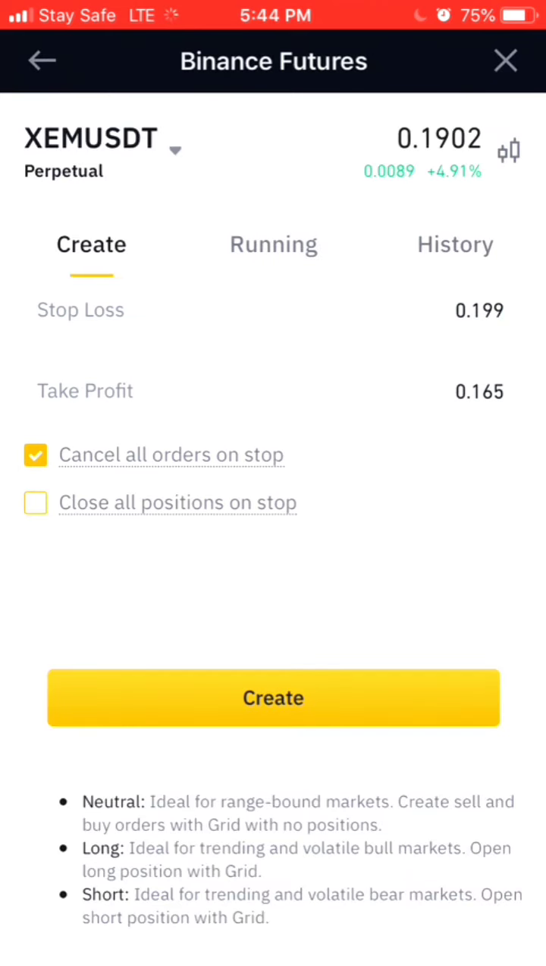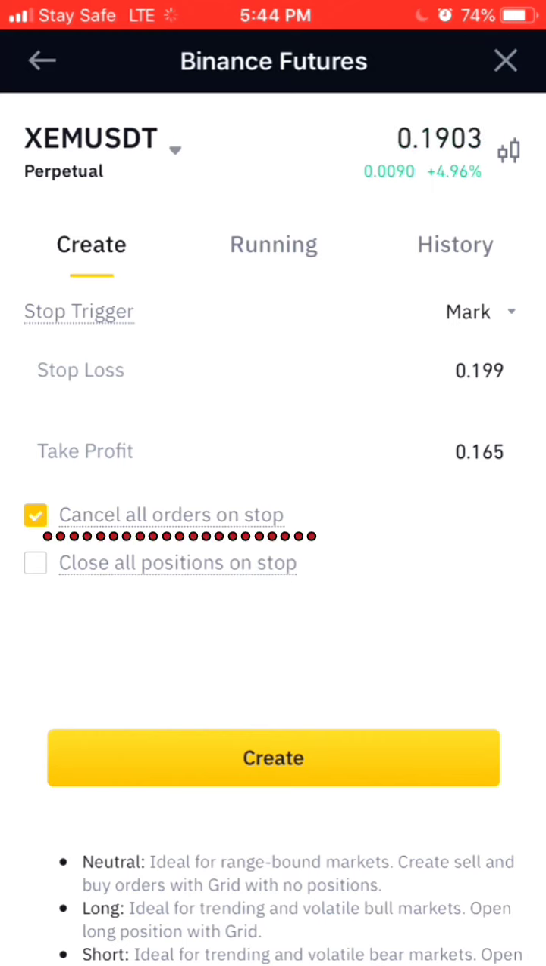And with that being set up, you can now choose for the bot to cancel all open orders on stop. This would cancel all the open limit orders set up by the grid, but still keep your current position running. However, you can also select the close position on stop to close up your entire open positions when the stop loss or take profit target is reached.